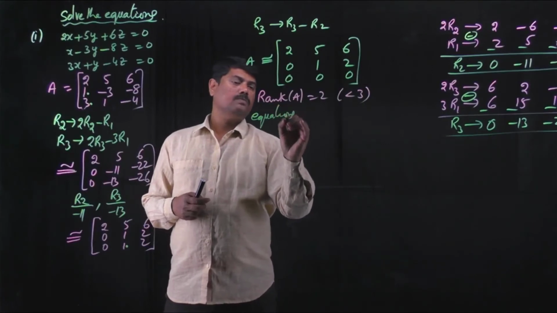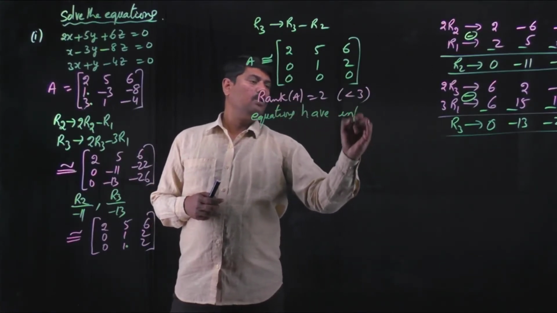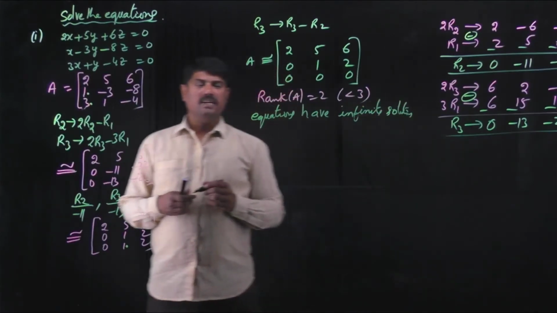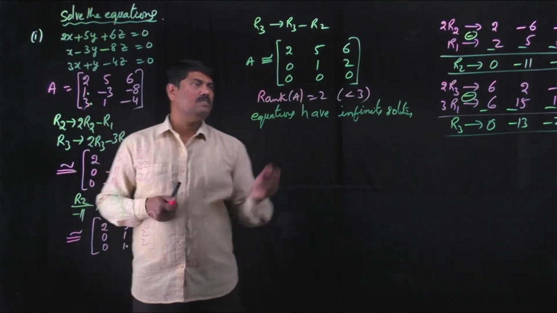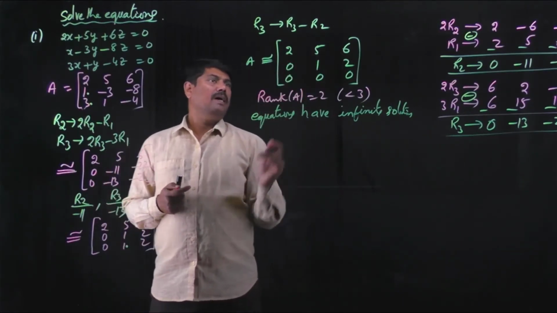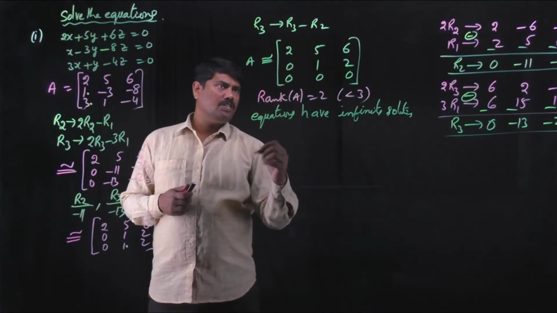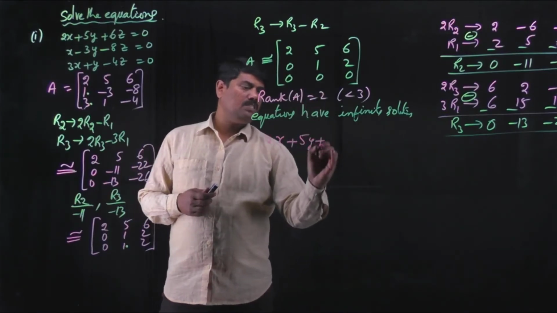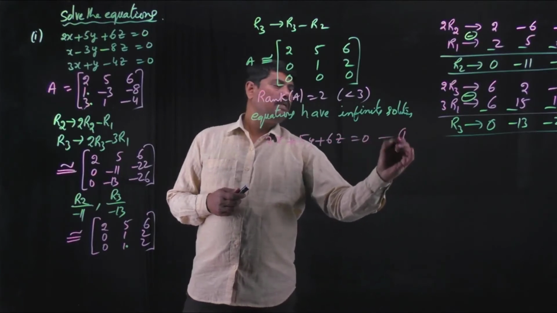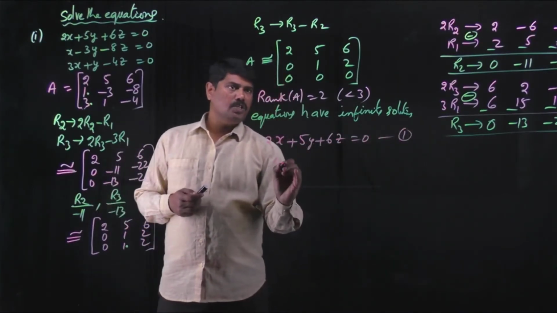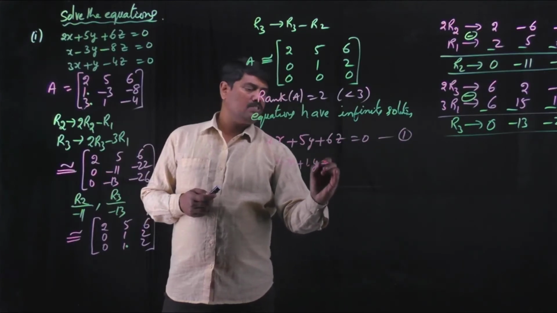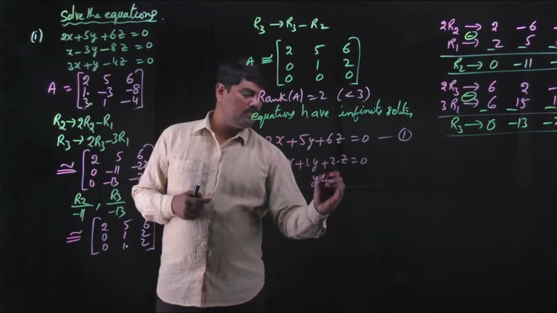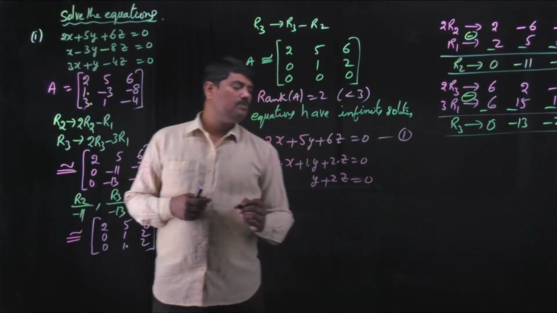The equations have an infinite number of solutions, and to obtain such solutions, again you have to convert them to equations. The first row, when converted to the first equation, is 2 into x plus 5 into y plus 6 into z is equal to 0. Let it be equation 1. Now the second equation, 0 into x, 1 into y plus 2 into z is equal to 0. So doing simplification, 0 into x becomes 0, so it is y plus 2z is equal to 0.